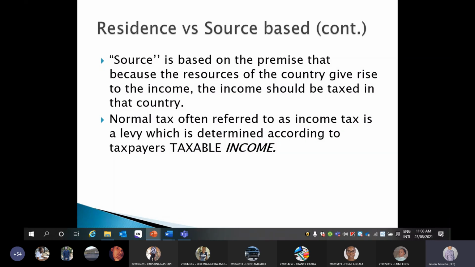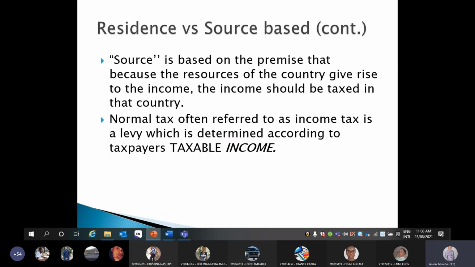Source is based on the premise that because the resources of the country give rise to the income, it should be taxed in that country. Guys, Namibia is using a source-based tax system where we say, if you use our resources in this country, you will be paying tax because you have used our resources, and it is our resources that gave rise to that income, and therefore you will pay tax.